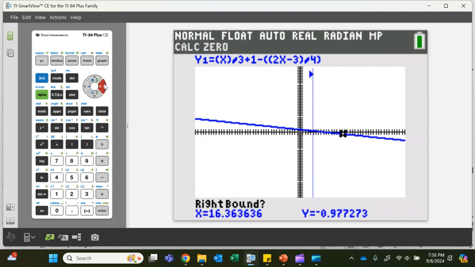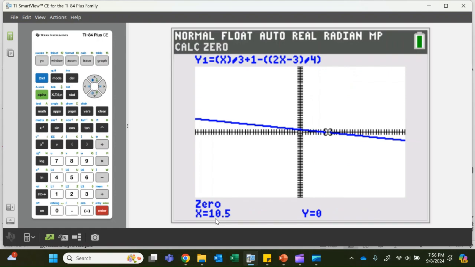I'm going to then use my cursor to go to the right of where it crosses the x-axis. It gives me a right bound and I hit enter. And it says guess. So I'm going to guess where it crosses the x-axis, say about right there, and I'm going to hit enter a third time. And then it's going to find the zero for you here. The zero is 10.5. That is your answer.